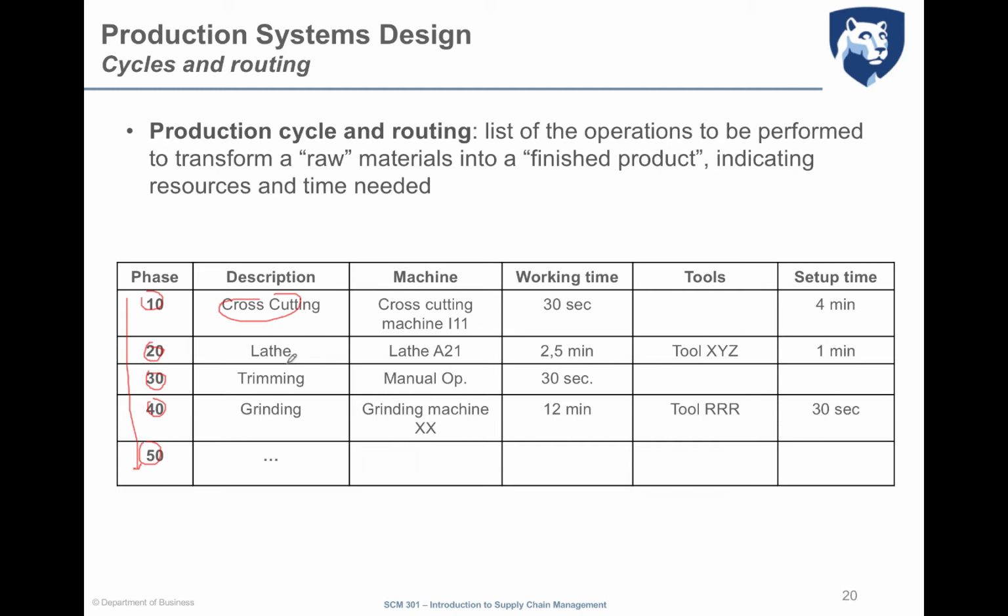Then goes to lathe phase, which uses lathe A21. It uses 2.5 minutes, and it uses tools, so it needs a tool to work, tool XYZ, and it needs a setup time of 1 minute to be configured, and so on. This is named production cycle. So it's telling you which is the path that your product follows every time it enters a production system. And that's another parameter that you need to define when you configure a production system.